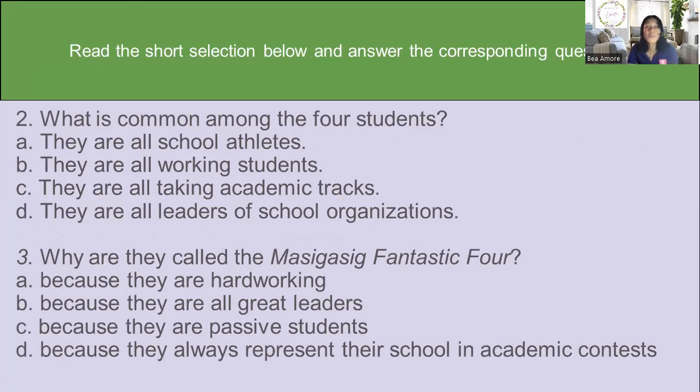Number 2. What is common among the 4 students? A. They are all school athletes. B. They are all working students. C. They are all taking academic tracks. And D. They are all leaders of school organizations.